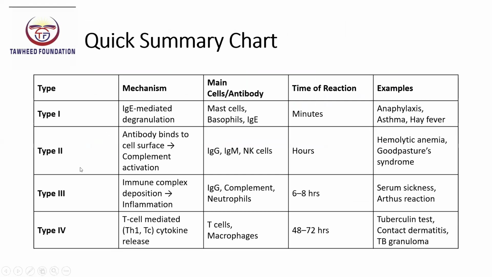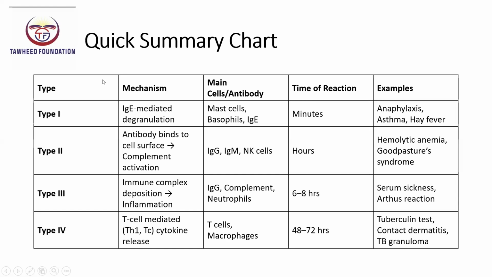So, a quick summary chart for type 1, type 2, type 3, and type 4. Type 1, IgE plus mast cell, equals immediate allergy. Type 2, IgG or IgM plus cell surface antigens, gives cytotoxicity. Type 3, immune complexes, complement plus neutrophil, gives inflammation, and type 4, T cells plus cytokines, leads to macrophage activation, that is delayed damage. Each type represents a unique way the immune system, while trying to protect us, can end up causing tissue injury.